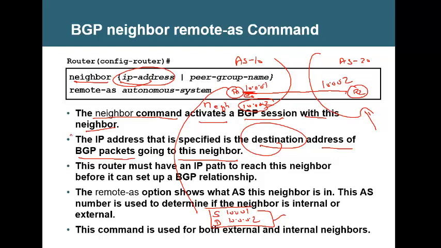Listen, second point. The IP address that is specified is the destination address. Is it not true? Look at this. The neighbor statement has got 10.0.0.2. That has become the destination address of the packet going to the neighbor. And this router must have an IP path to reach. Yes, these two addresses need to be pingable. Of course, it is pinging because they are directly connected.